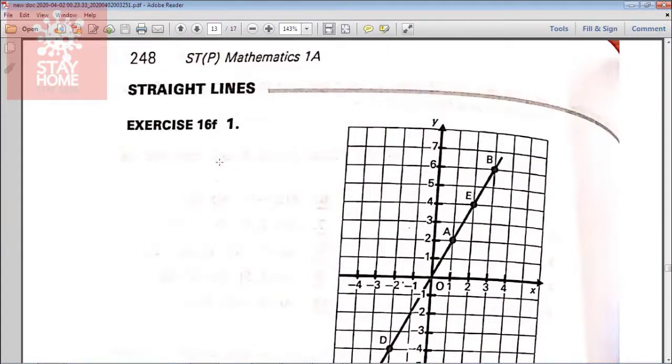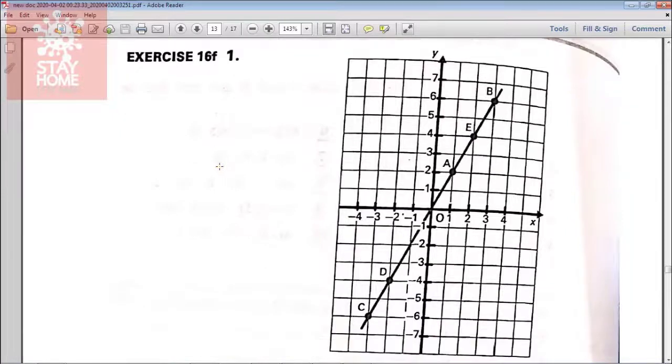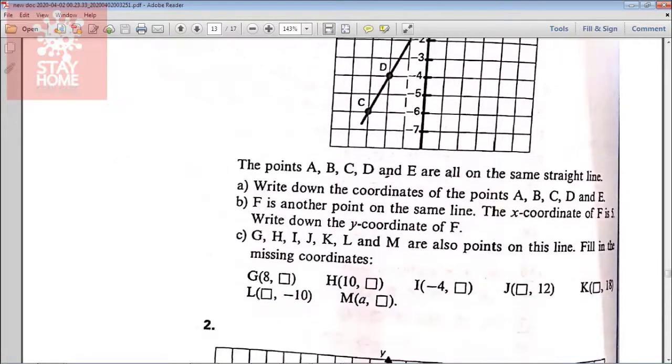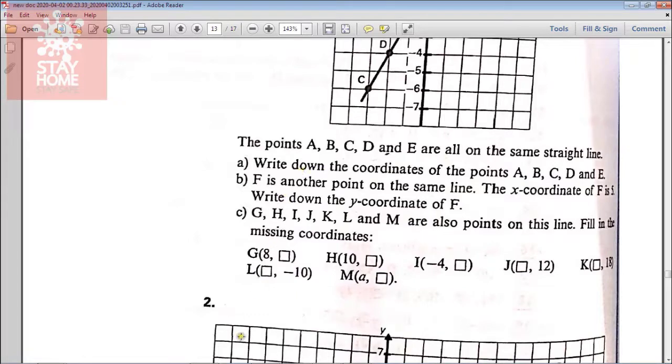Straight line exercise 16F. You can see here different points drawn and then joined by the line. This point shows minus 1, minus 2, D shows minus 2, minus 4, and C shows minus 3, minus 6, and all the other points like this, A, B, C, D. When you join these points you have the straight line, no bend in it. The points A, B, C, D and E are all on the same straight line.